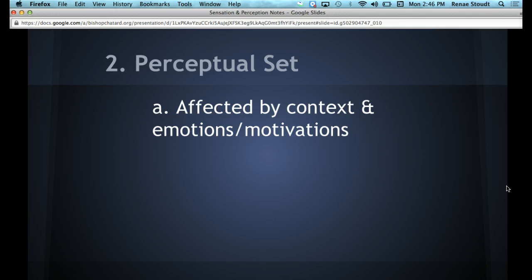So, other things with perceptual set. Your perceptual set is also affected by context and emotions and motivations. So the context is how you're actually receiving the information.